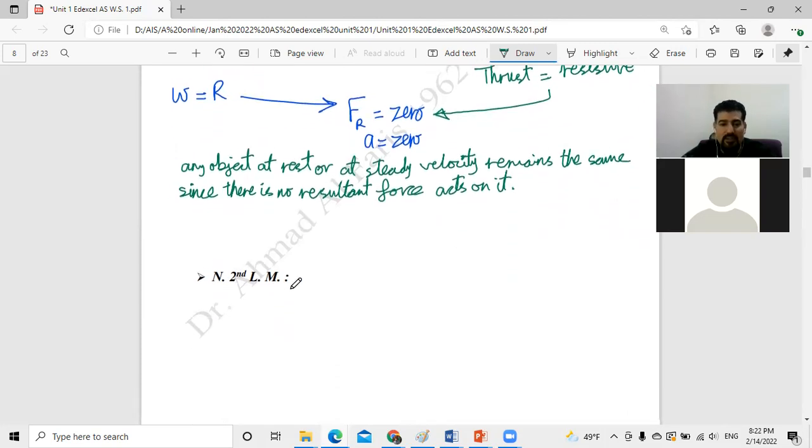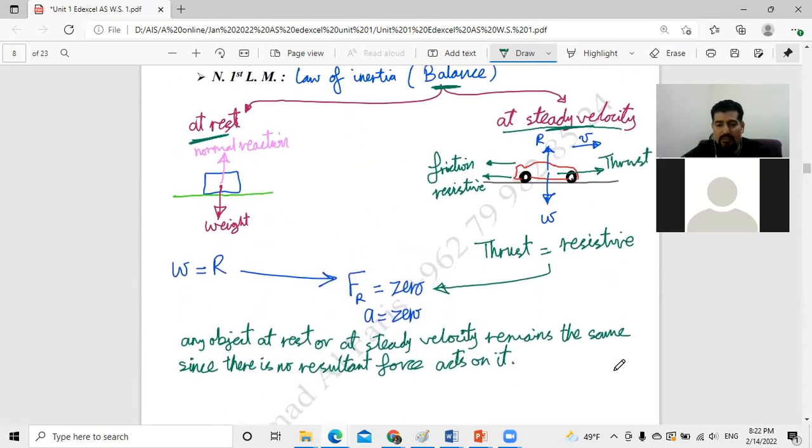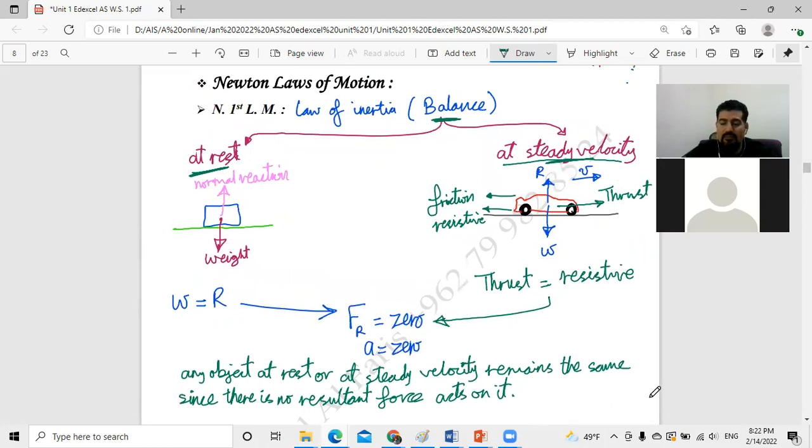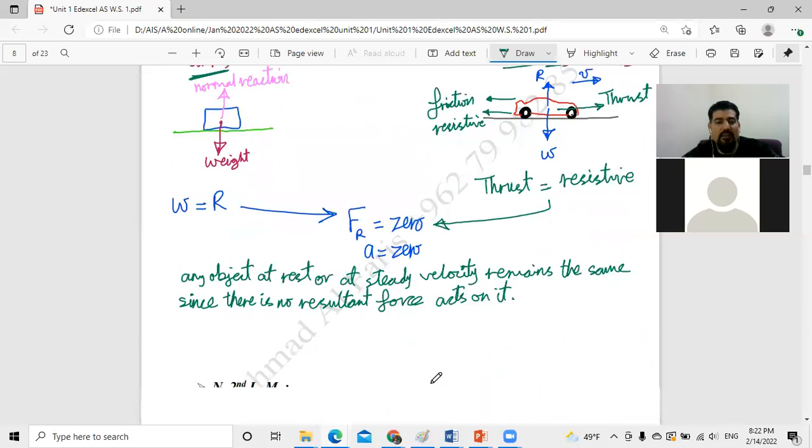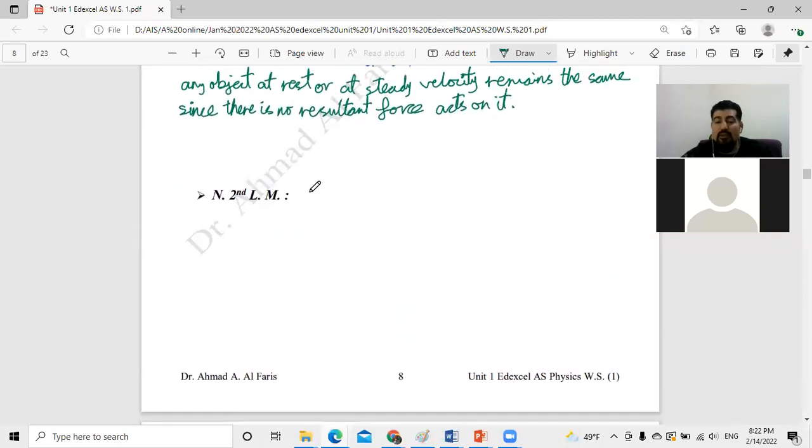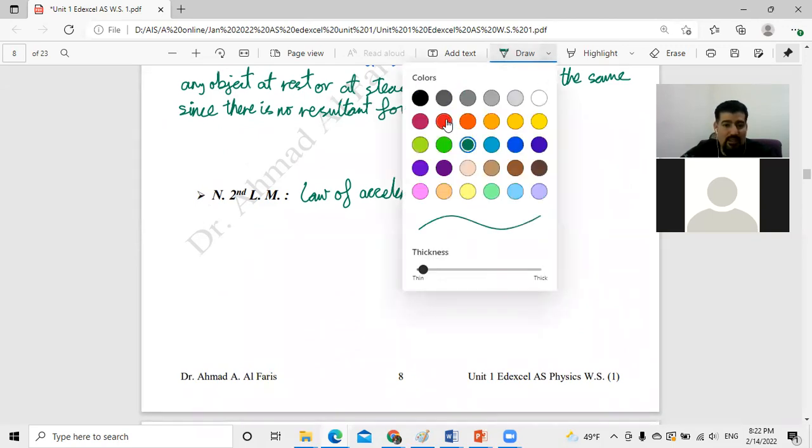But what about Newton's second law? Write this down. I'll take a screenshot if you want. Now, Newton's second law of motion. They call it the law of what? Law of acceleration. That means there is acceleration. If there is no acceleration, the resultant force will not be what? Exactly. Thank you, Samir.